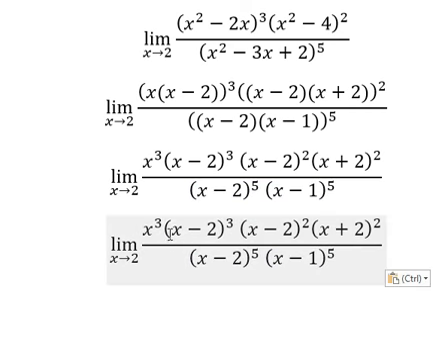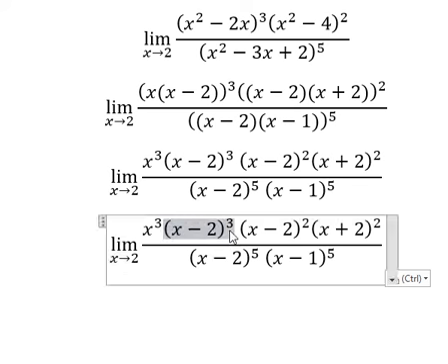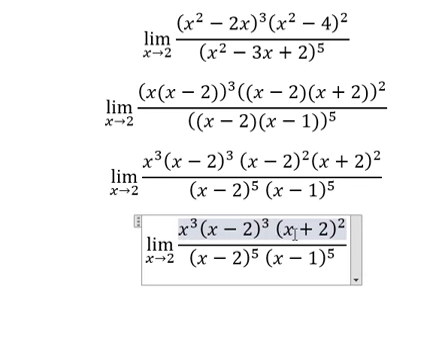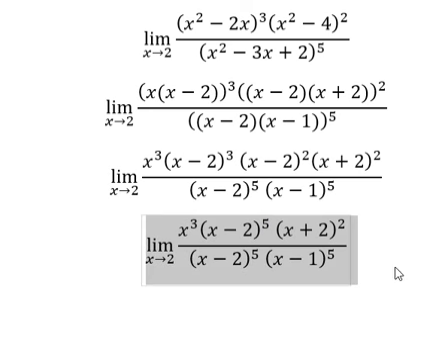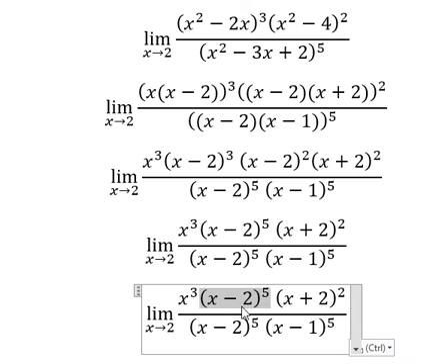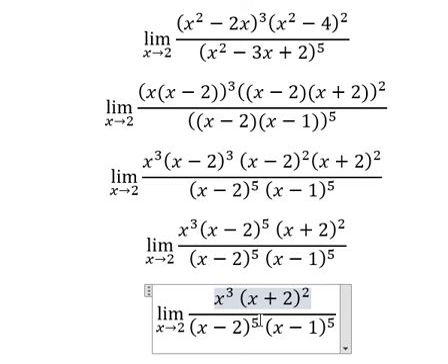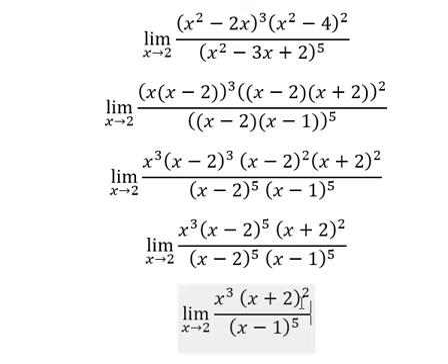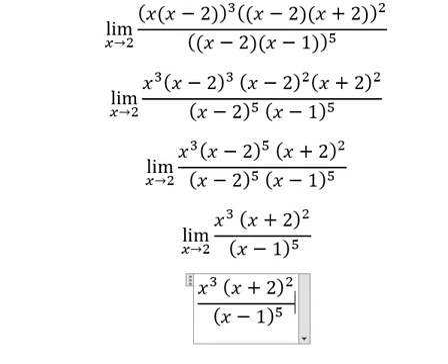Next, we combine s minus 2 to the power of 3 with s minus 2 to the power of 2. You get s minus 2 to the power of 5. So we simplify this one on numerator and denominator. Next, we just put number 2 go in here.